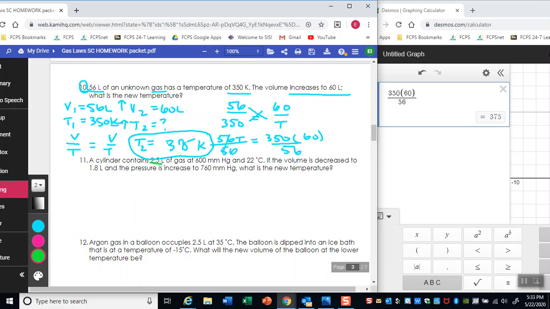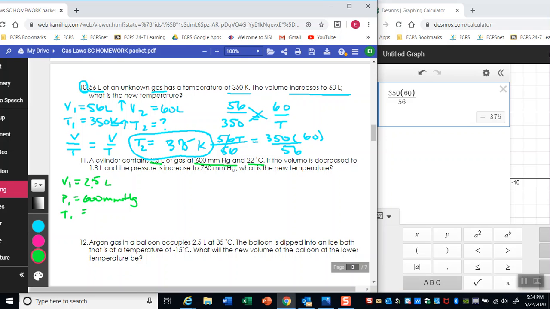Cylinder's got 2.5 liters, so my volume is 2.5 liters. I've got pressure, 600 millimeters of mercury. Oh, and I have a temperature too. So I've got a temperature of 22 Celsius, so I'm going to convert that.